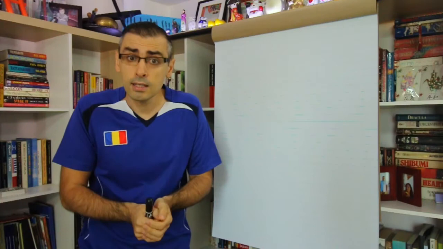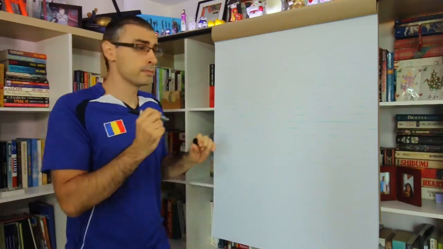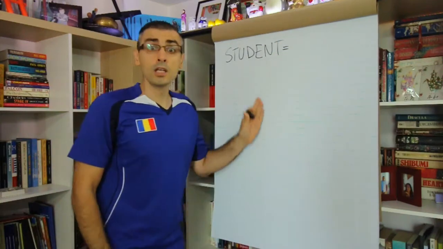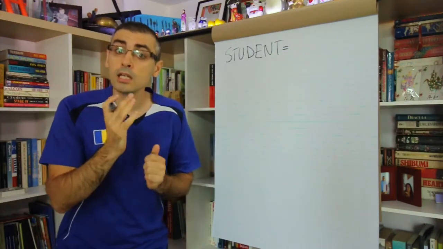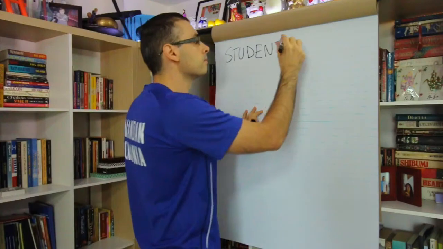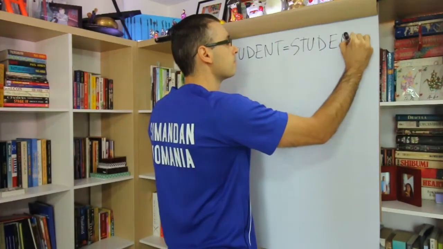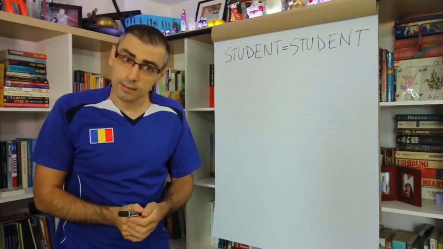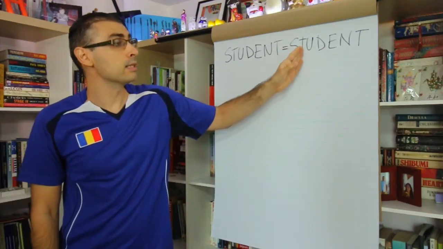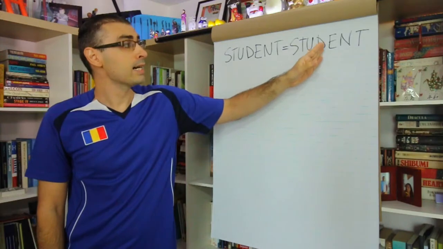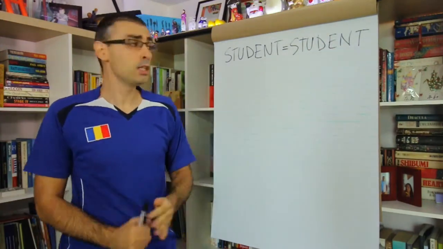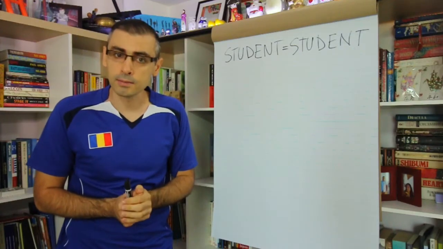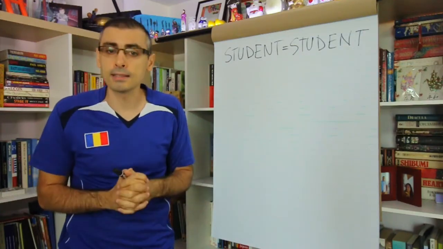In this lesson, we'll look at the word student. In Romanian, student, student, S-T-U-D-E-N-T. Notice the same spelling. Student. Let's make a sentence.